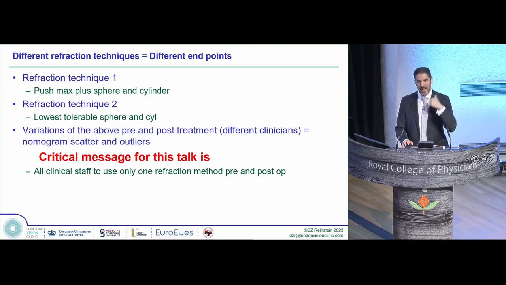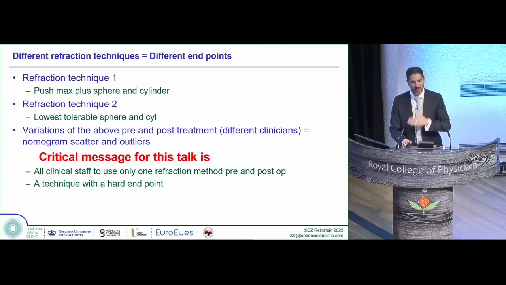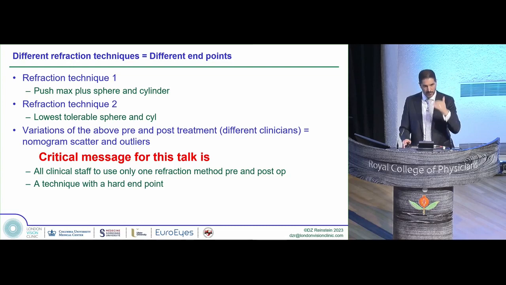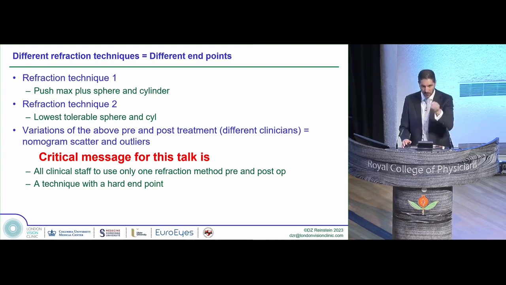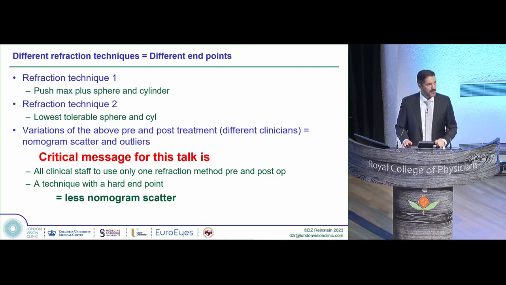Because otherwise, you're just adding more and more scatter and more outliers into your nomogram results and your outcomes. It's just obvious. And secondly, the technique has to have a hard endpoint. Everyone has to be achieving the same level of refraction that the patient can possibly tolerate, for example. That means you've really squeezed out the maximum of that refraction. And all of this contributes to, again, less nomogram scatter.